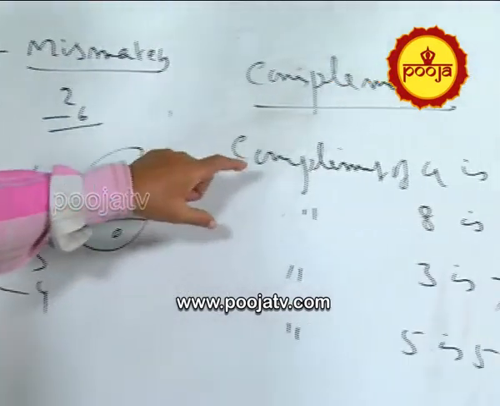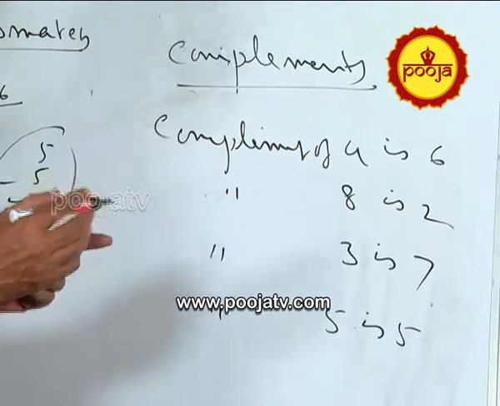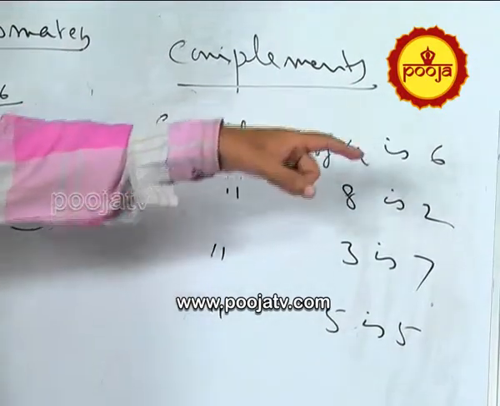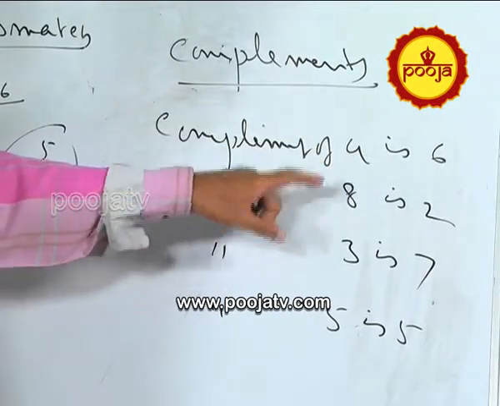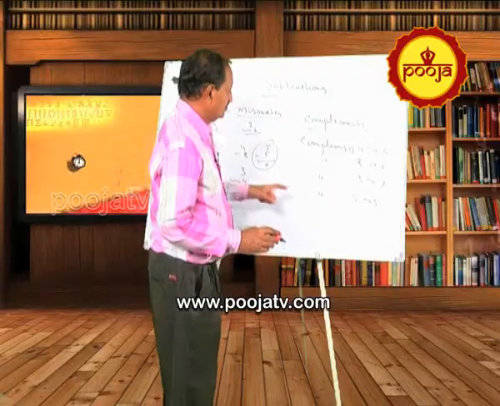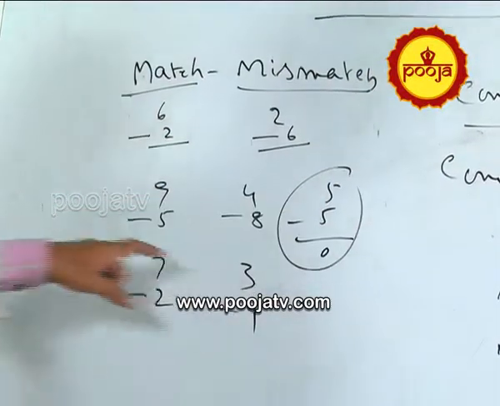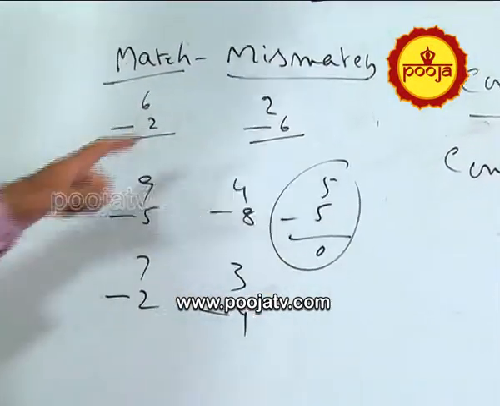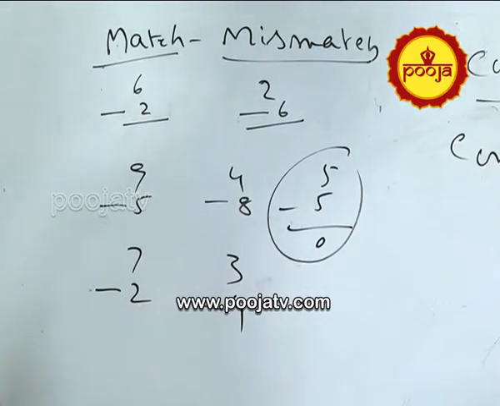And complement is the difference of the number from 10, or if you add both the numbers, it should become 10. 4 plus 6 is 10, so complement of 4 is 6. 8 plus 2 is 10, so complement of 8 is 2, like that 3 plus 7 is 10 and 5 plus 5 is 10. So, that is the complement. So, match, mismatch and complement. I hope you observed this well. If you know these things, you can amazingly do subtractions within few seconds.